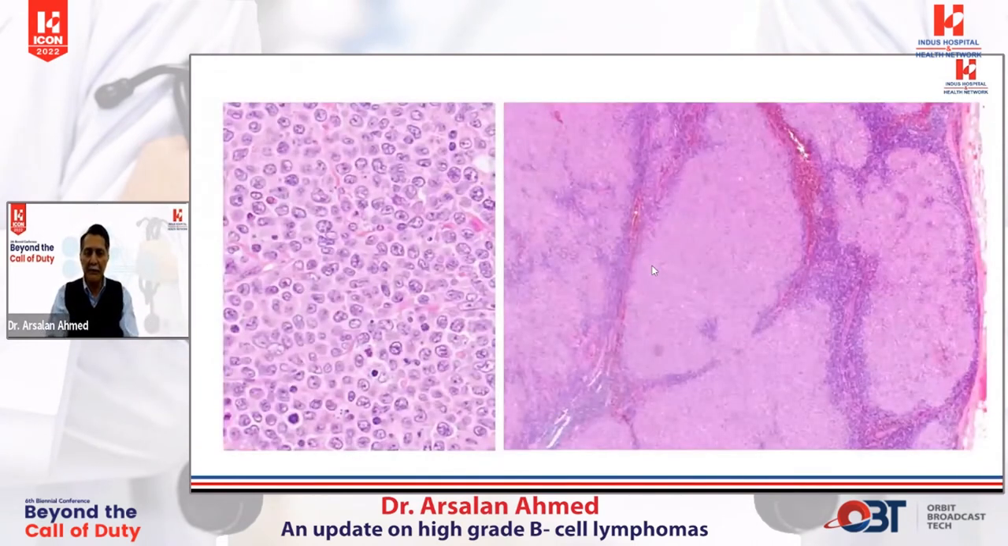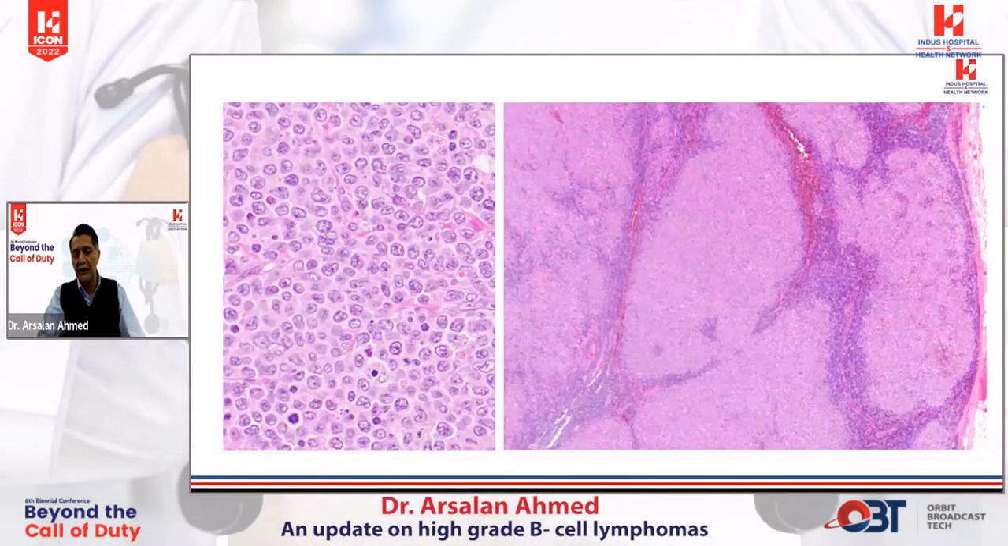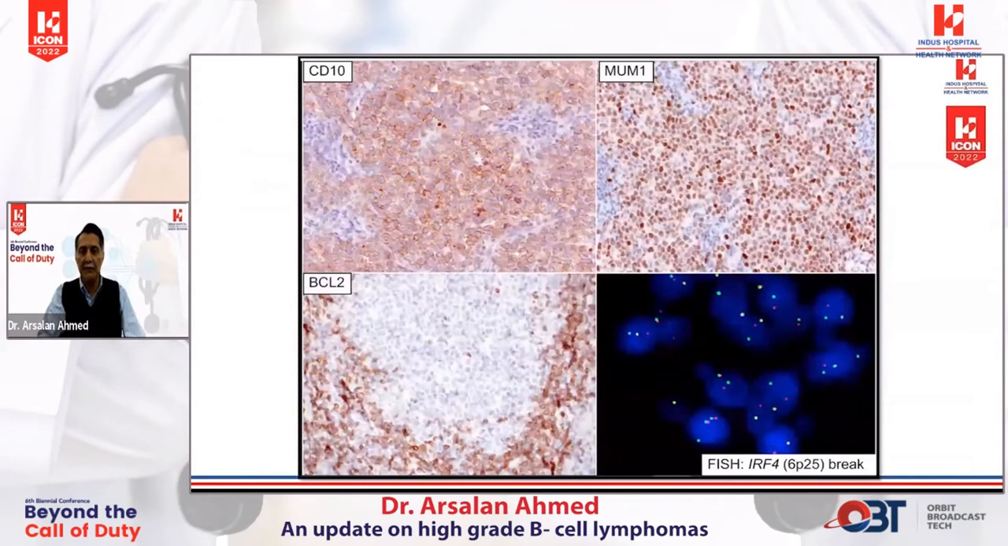They can look pretty pleomorphic, you know. You can see they have vesicular nuclei, prominent nucleoli, and are very mitotically active. And you can see these beautiful large follicles. So they can be follicular, and follicular and diffuse. Whenever I have this, and they are CD10 positive, BCL6 positive, MUM1 positive, I have to screen them for IRF4 rearrangement. And this was a case of large B-cell lymphoma with IRF4 rearrangement, and as you can see, CD10 positive, MUM1 positive, and IRF4 rearrangement can be seen in this.